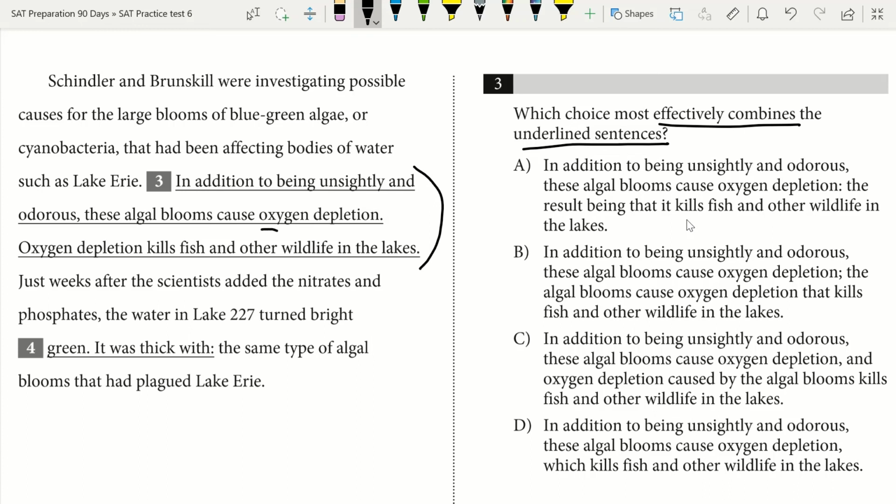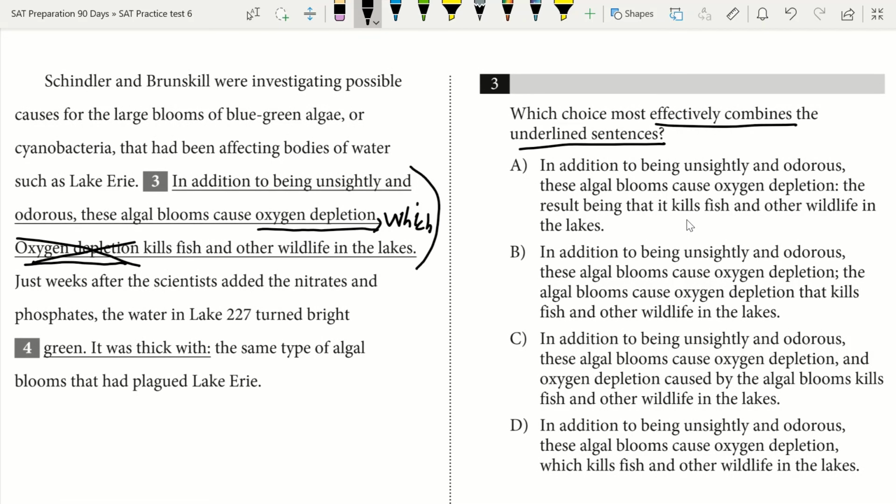Anytime that I see a subject at the end of my sentence, and then I have that same subject at the beginning of the next sentence, what I'm always going to look to do is get rid of that second subject and end with a comma instead of that period. Then I want to include a who, which, or something like that to connect them. In this case, I have oxygen depletion. That's not a person, so I can't use who, but I can use a comma and then say which. I can say oxygen depletion, which kills fish and other wildlife in the lakes. By doing that, I don't have to say oxygen depletion twice, so that gets rid of that repetition and redundancy.